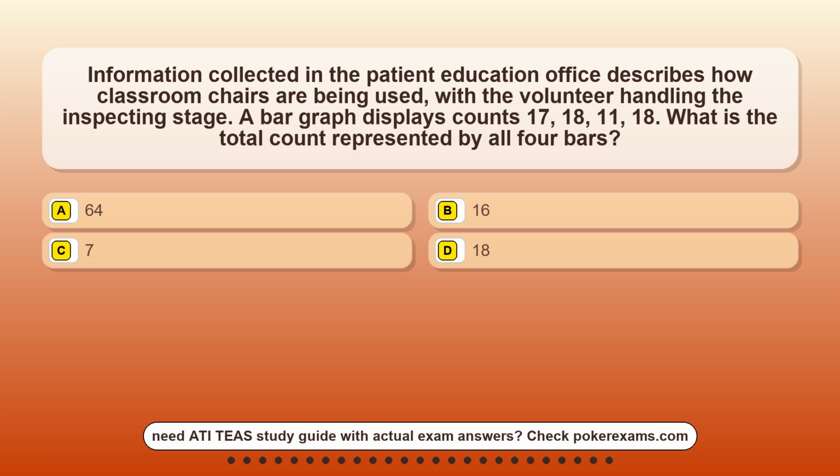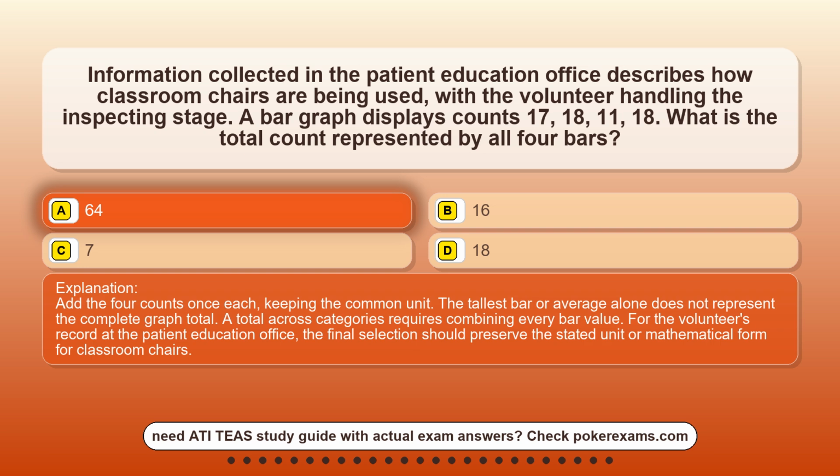Information collected in the patient education office describes how classroom chairs are being used, with the volunteer handling the inspecting stage. A bar graph displays counts 17, 18, 11, 18. What is the total count represented by all four bars? Option A, 64. Option B, 16. Option C, 7. Option D, 18. The correct answer is option A, 64.